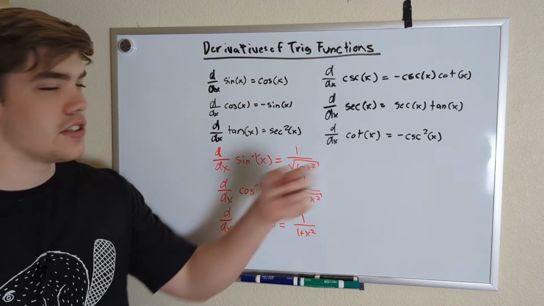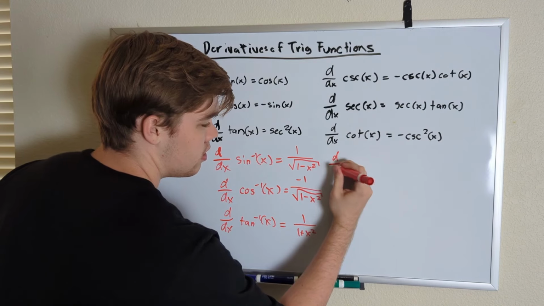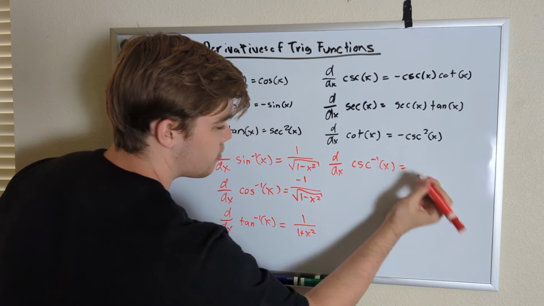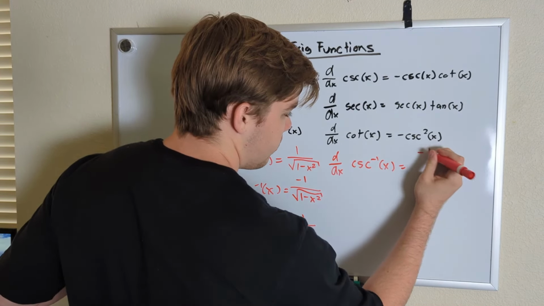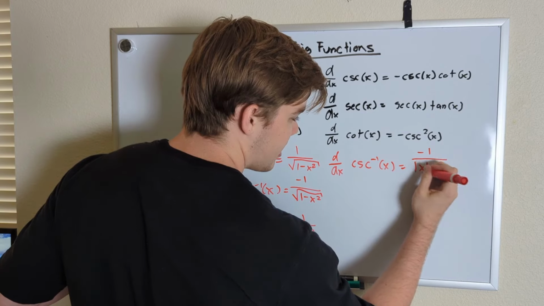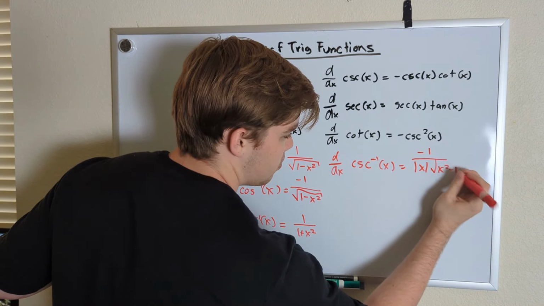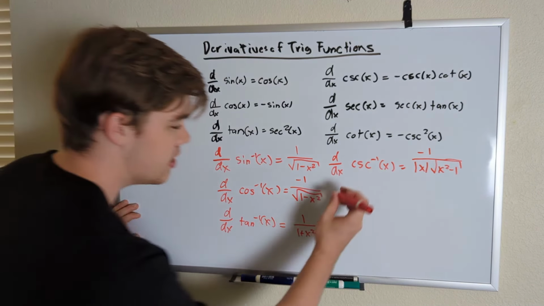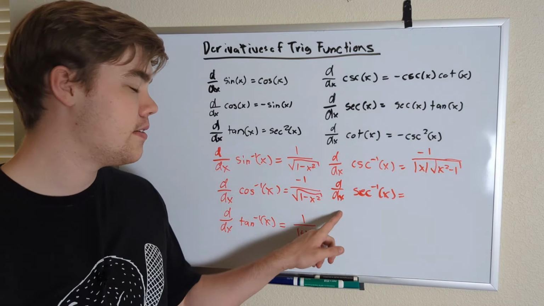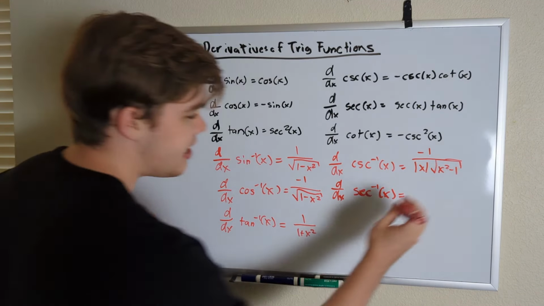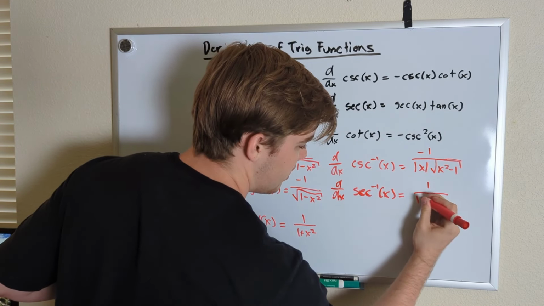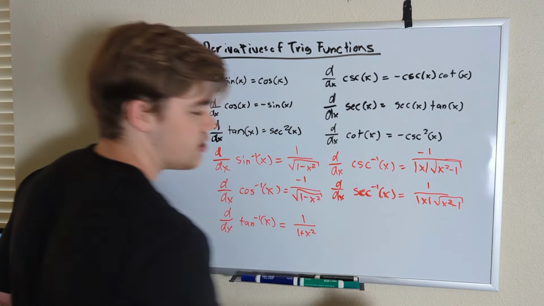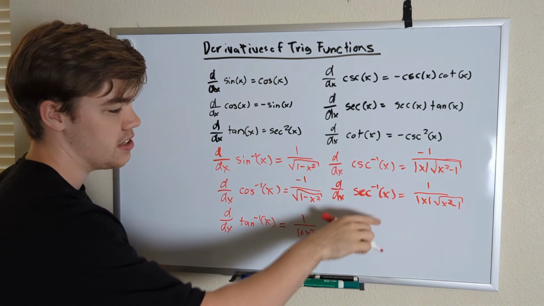All right, now time for the inverses of our cofunctions. The derivative of inverse cosecant of x is equal to, and I won't lie, these are hard to remember, negative 1 divided by the absolute value of x times the square root of x squared minus 1. Fortunately, secant follows a similar pattern to cosecant. And in fact, the derivative of inverse secant, not cosecant, is equal to 1 divided by the absolute value of x times the square root of x squared minus 1. So the only difference between these two is that cosecant has a negative 1 and secant has a positive 1.